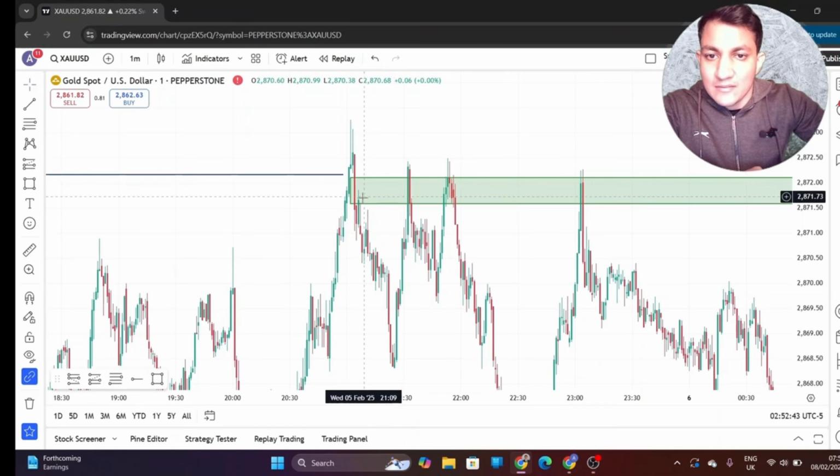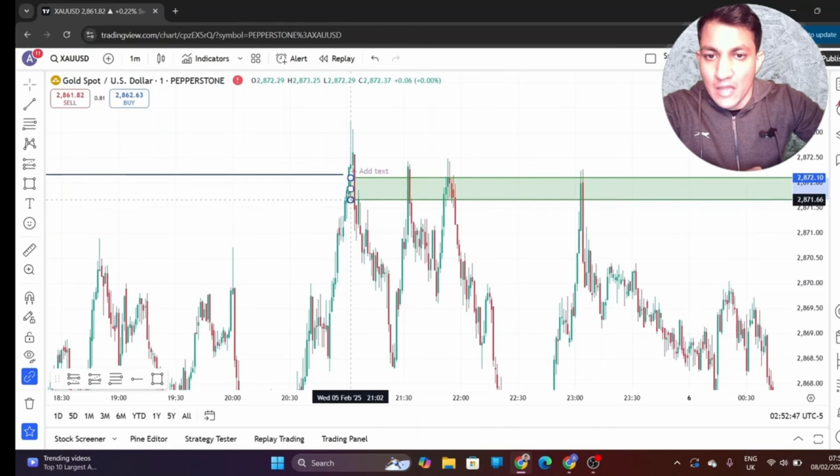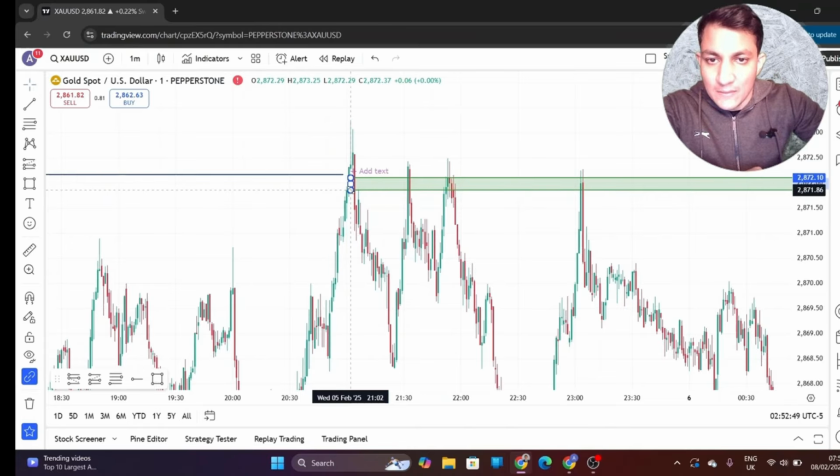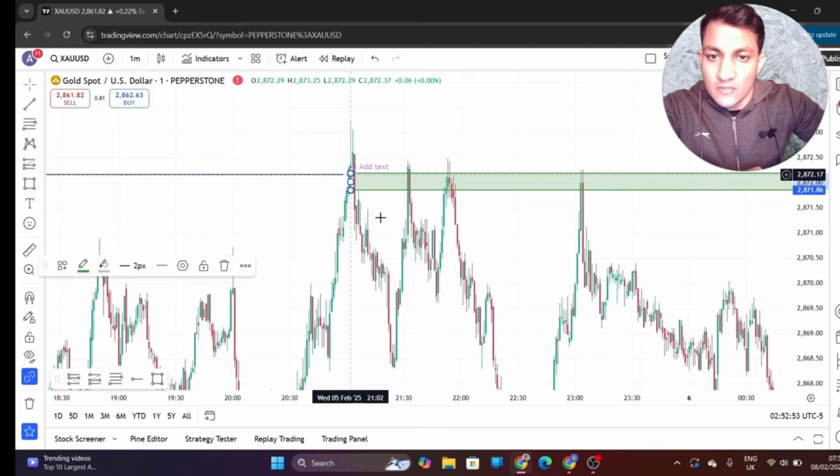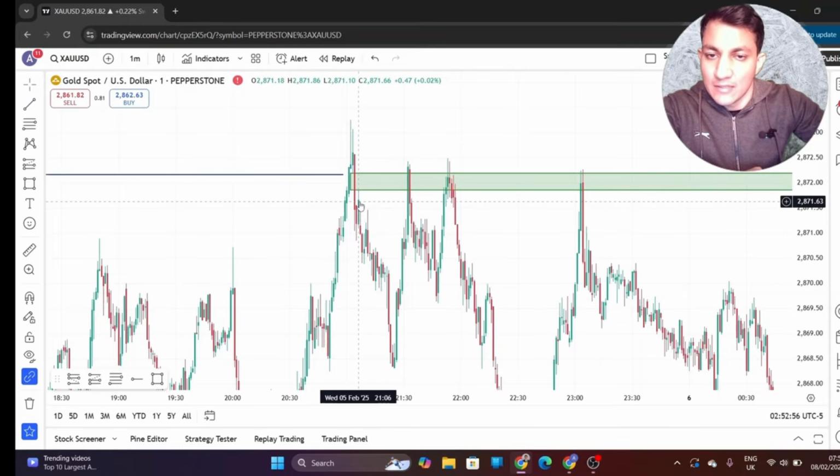Now, price has filled part of the fair value gap. Right. It's filled part of the fair value gap like that. That means that this right here is the remaining fair value gap. I'm going to fill that in properly. This right here is the remaining fair value gap. Right. That's our remaining fair value gap that we can enter.